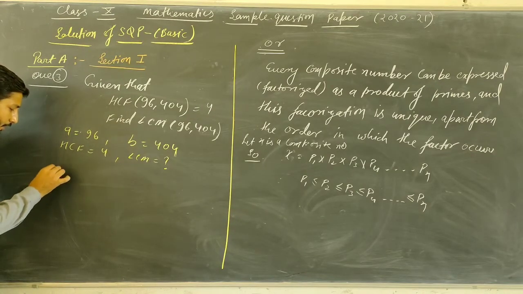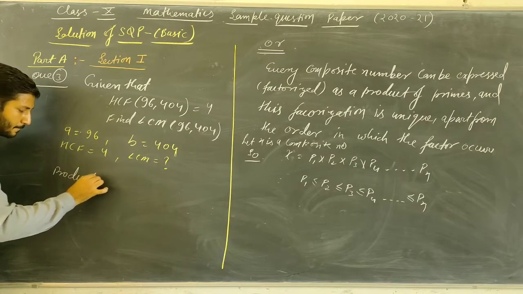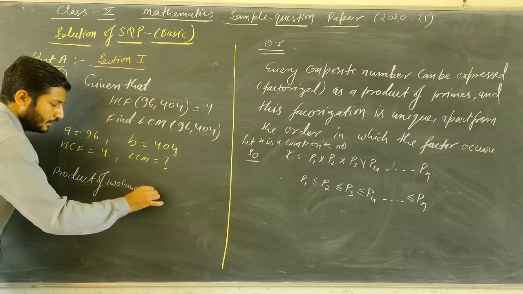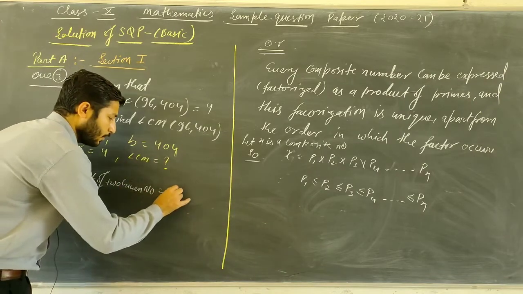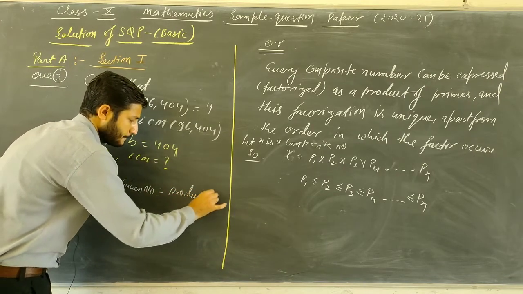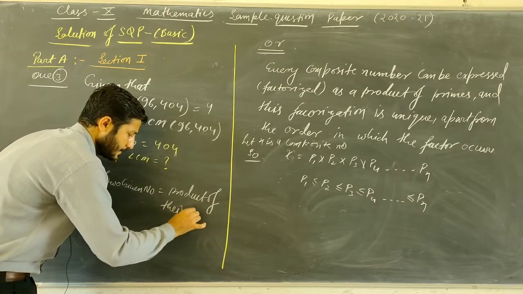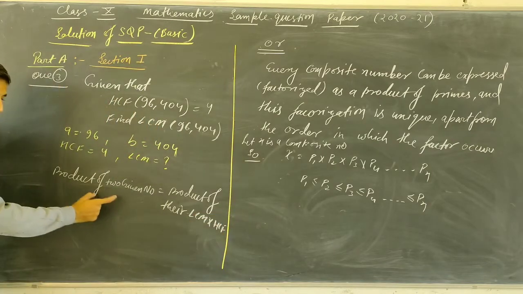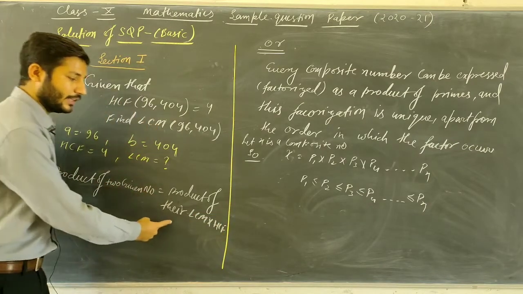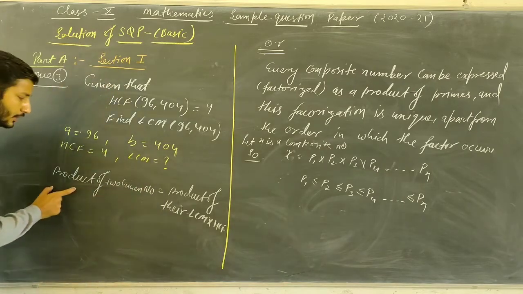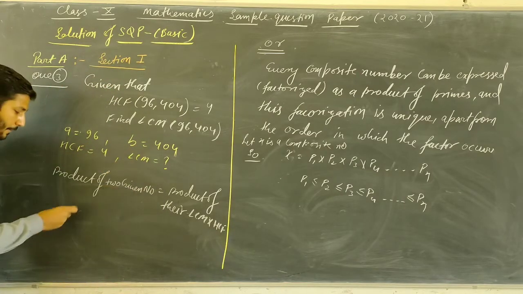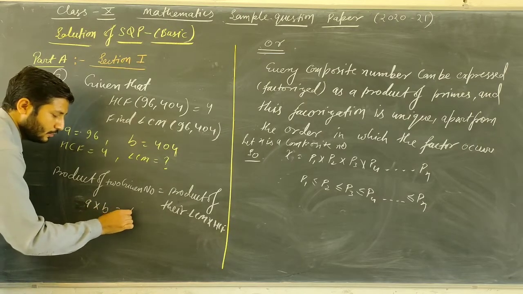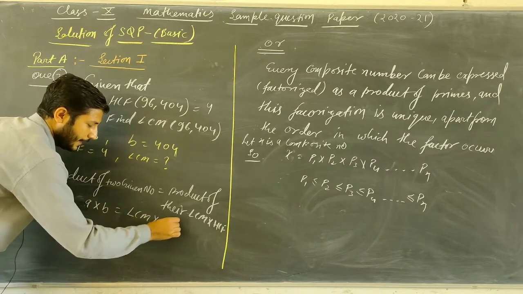You know very well, the product of two given numbers is equal to the product of their LCM into HCF. What do we know? The product of two given numbers is equal to the product of their LCM into HCF. Do you know, the product of the two given numbers, A into B, is equal to LCM into HCF.